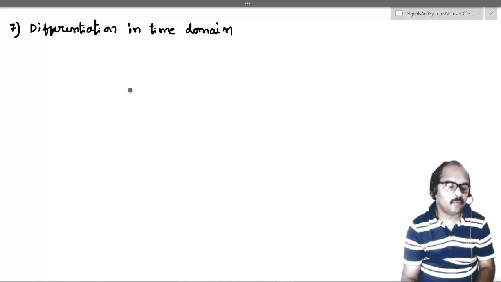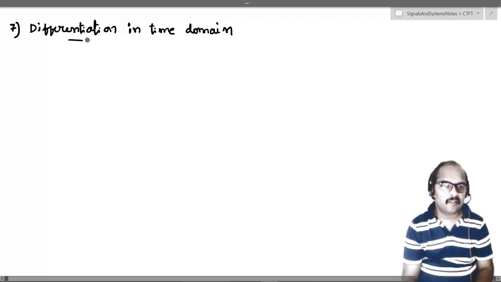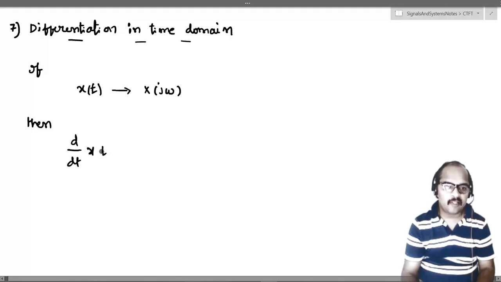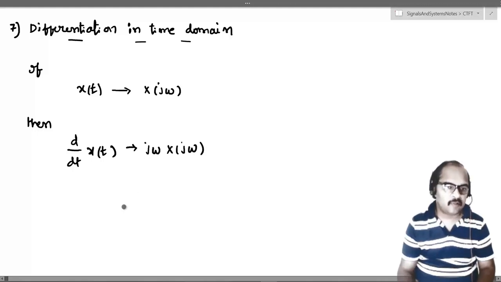Yes, so let's move on to the seventh property, which is differentiation in time domain. So what does it say? If x of t has x of j omega as the Fourier transform, then d by dt of x of t will have j omega into x of j omega as the Fourier transform. So this is easy to prove. So we will take the proof here.